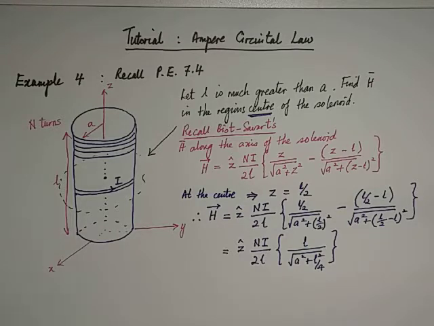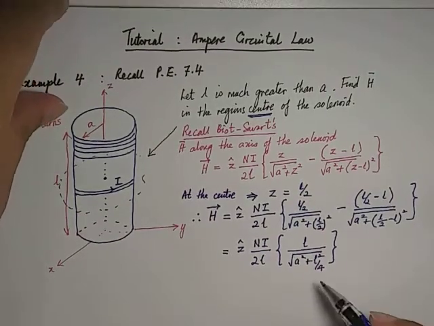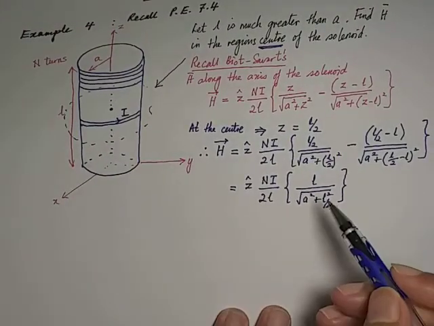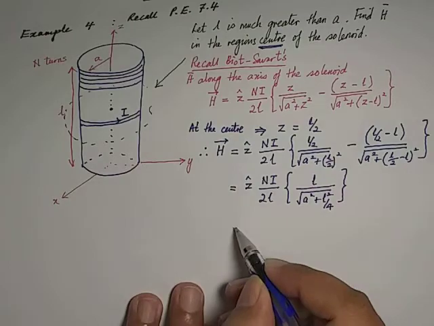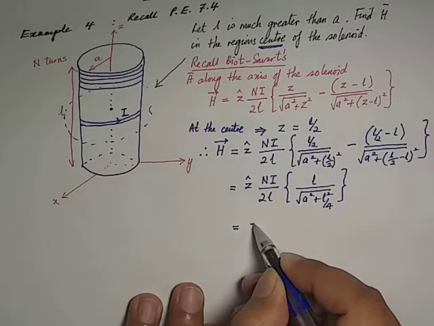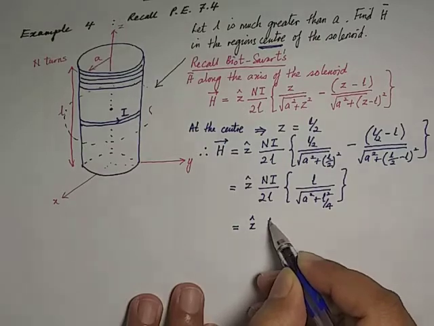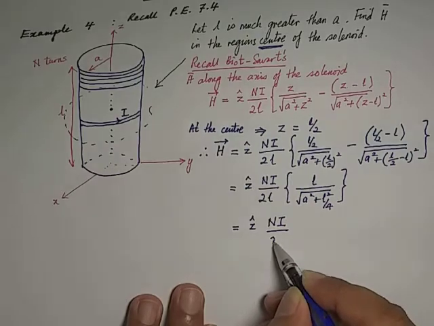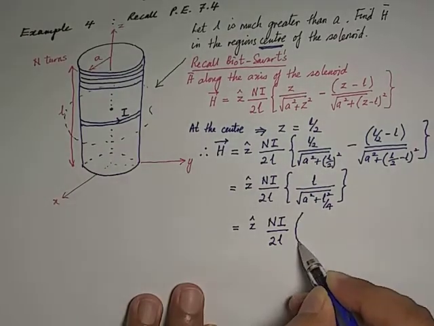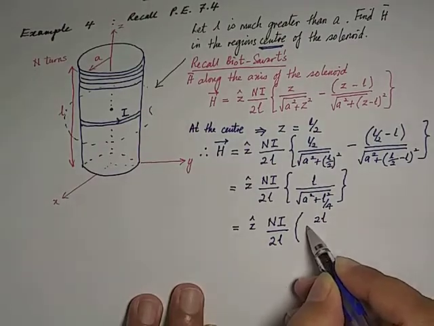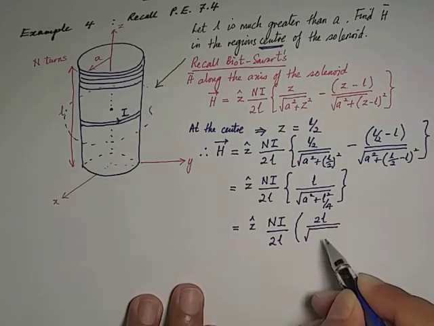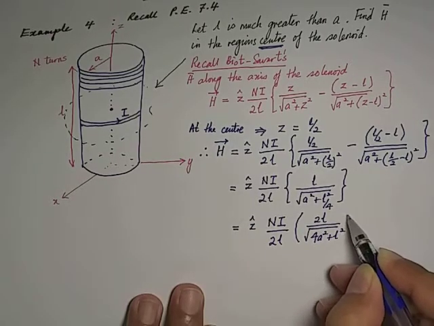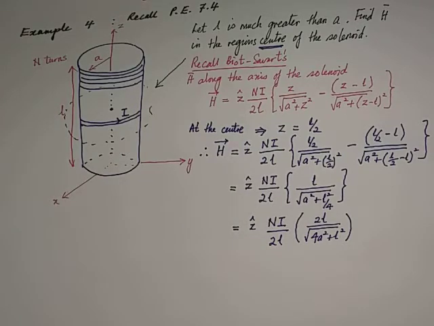Now let's make it simple. So now I'm going to take out the 1 over 4, and then I'm going to put it up here, and then I'm going to cancel out. So after cancellation should be Z and I. Okay, this one will become 2L. So now it's become 2L, divide with the square root of 4A squared plus L squared. Correct?